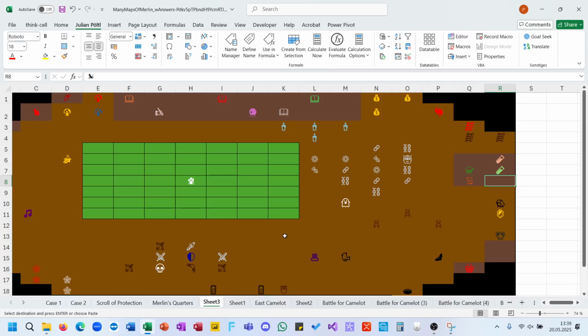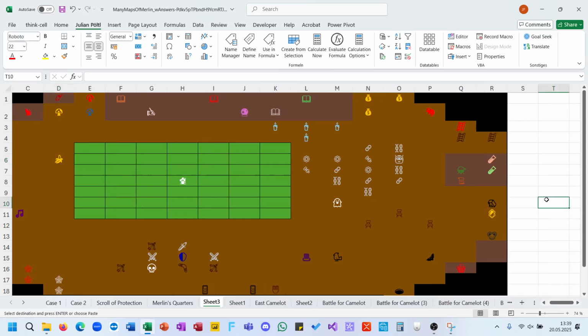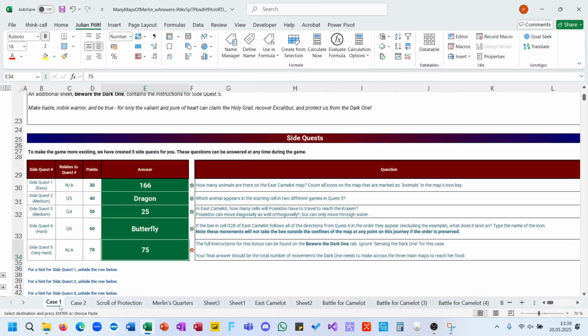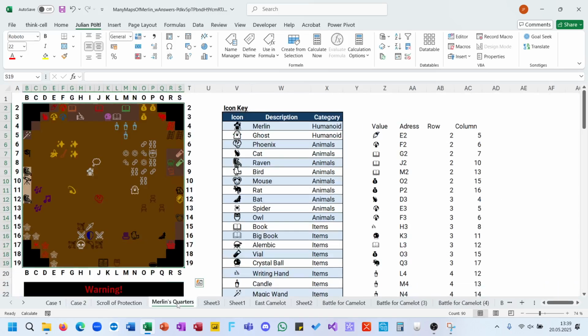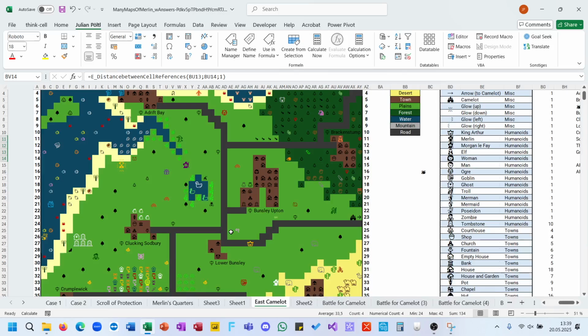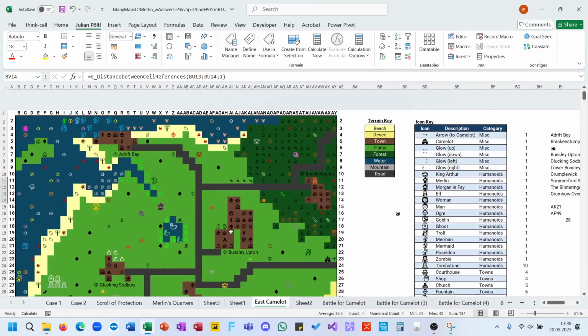So the ape is going 1, 2, 3, 4, 5, 6, 7, 8, 9, 10, 11, 12, 14, 15, 16. I say 16 for the first one. So 16. Then East Camelot. Oh boy.